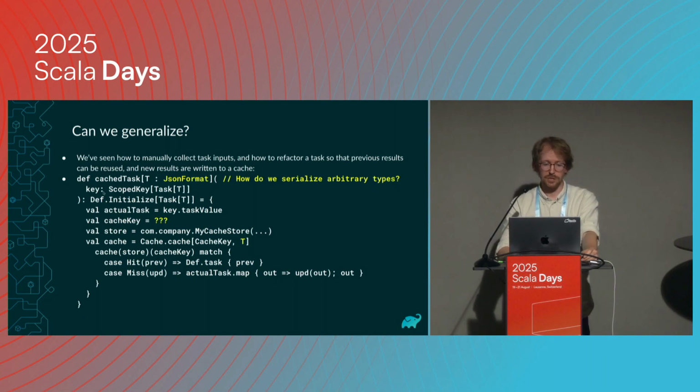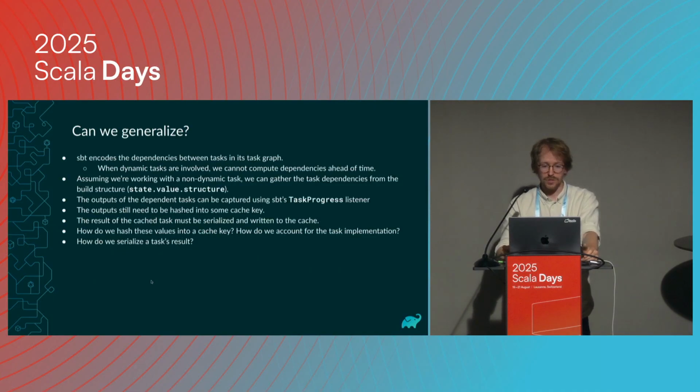We take as input the key that we want to cache, and we can again get the actual task that does the work. How do we compute the cache key is still a mystery. We instantiate the store, the cache, and given that cache key to the store, we can again try to get the value from the cache. If we have it, we just return it or update the cache, sorry.